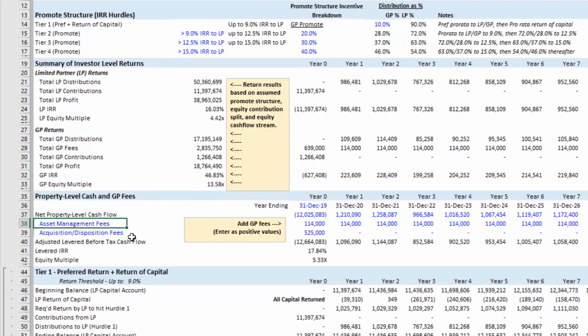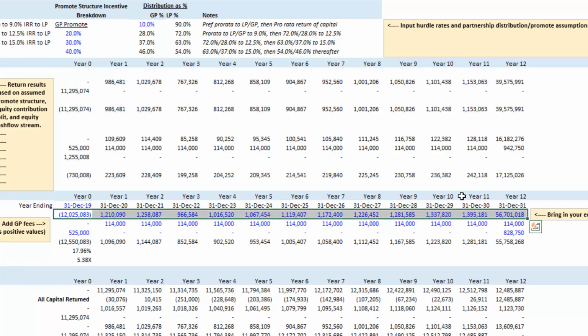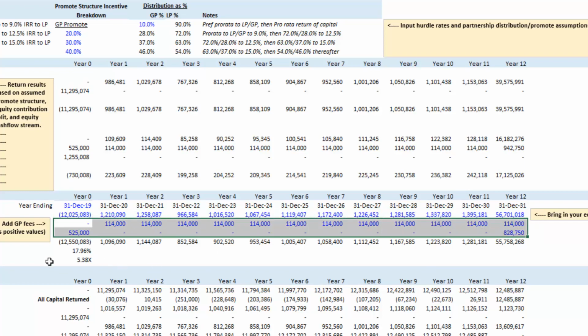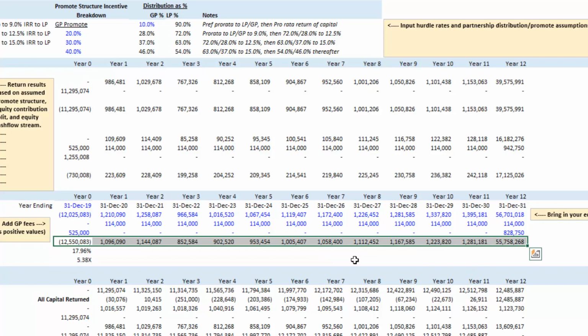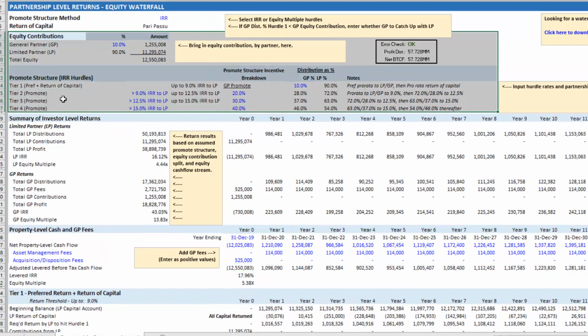And then you have the option here of modeling in some GP or sponsor fees. So for instance, we have asset management fees, and this is paying out some asset management fee in each period. Here, by default, there's even an asset management fee in year zero, which really shouldn't be, so I'll zero that out. We have some acquisition fee in time zero, and then we have some disposition fee at the end of the analysis period. And what effectively happens is this property level cash flow line comes over, and then the GP is immediately distributed whatever fees are owed to the GP. And then what's remaining here, we call the adjusted levered before tax cash flow line. And that is the amount that's distributed to the partners based on the contribution assumptions and the distribution assumptions above.